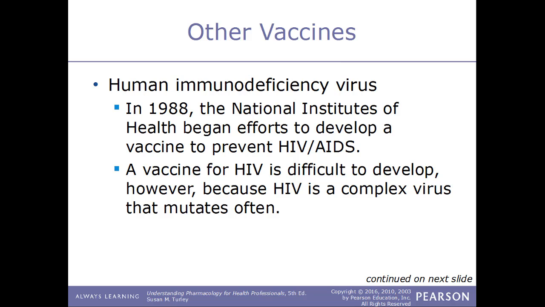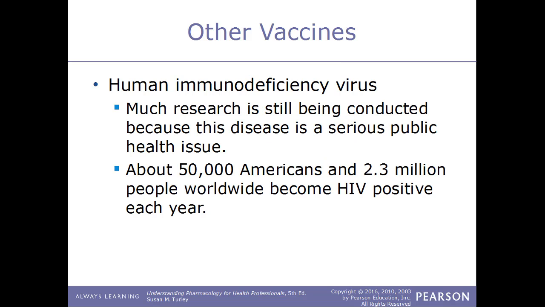First one we'll talk about is human immunodeficiency virus, or HIV. In 1988, the National Institutes of Health began efforts to develop a vaccine to prevent HIV and AIDS. A vaccine for HIV is difficult to develop because HIV is a complex virus that mutates often. Much research is still being conducted because this disease is a serious public health issue. About 50,000 Americans and about 2.3 million people throughout the world become HIV positive each year.